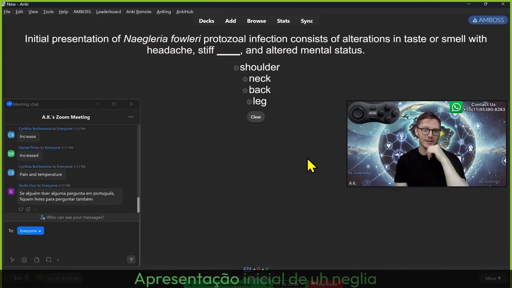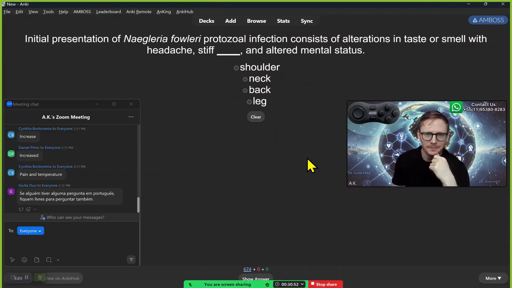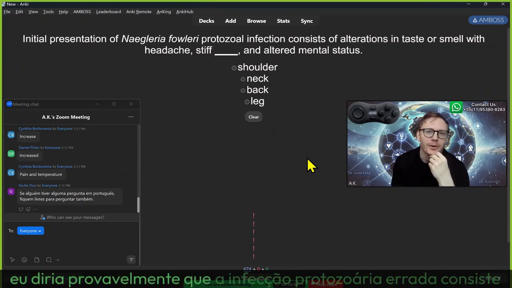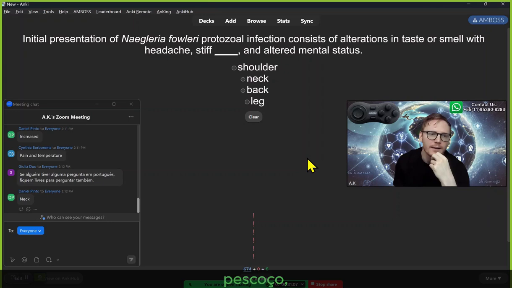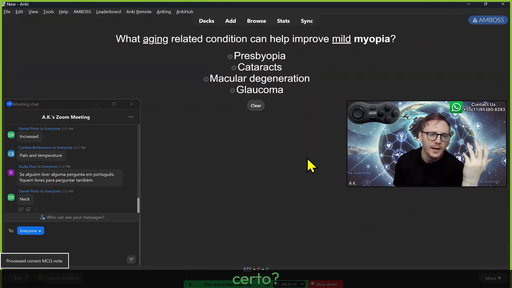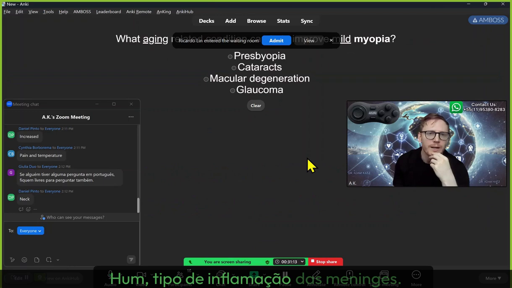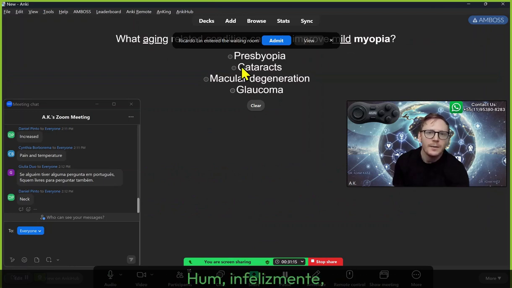Initial presentation of Naegleria fowleri, I probably say that wrong. Protozoal infection consists of alterations in taste or smells with headache, stiff blank and altered mental status. So stiff what? Shoulder, neck, back, leg, neck, right? Yeah. So that's like meningismus, right? Kind of inflammation of the meninges.